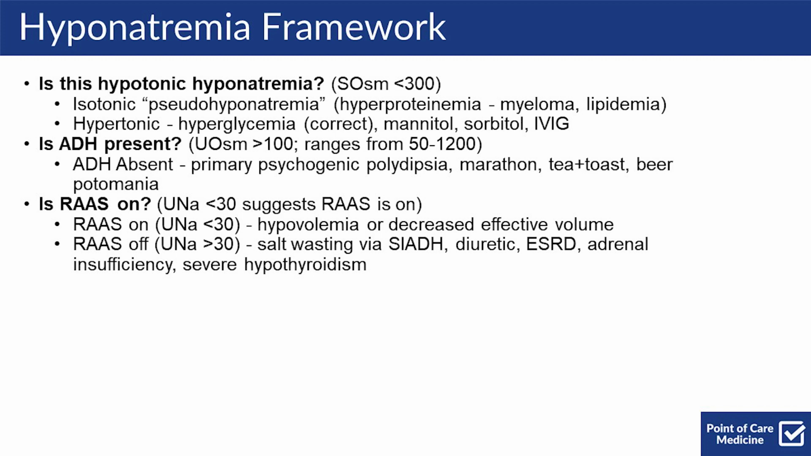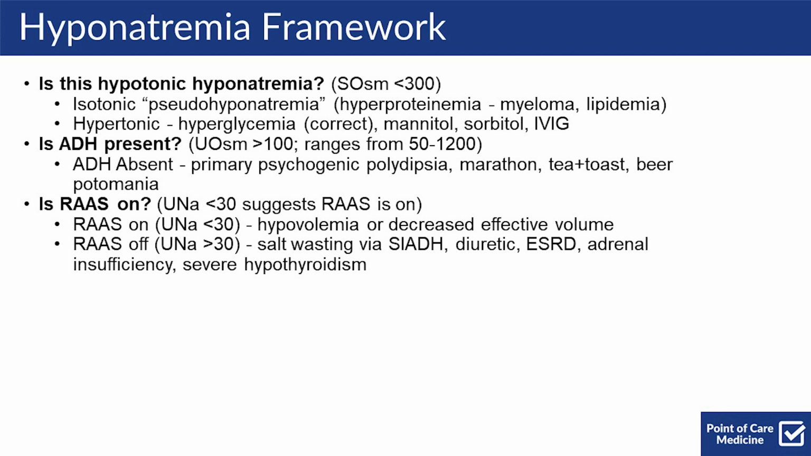Then, once you've confirmed that it's not something spurious, you have to ask yourself, is ADH present? And a way that you can look for that is to see if the urine osms are greater than 100, with a range usually between 500 and 1200. If ADH is absent, that can represent primary psychogenic polydipsia, someone who ran a marathon and then drank free water, someone on a tea and toast diet, or someone who has beer potomania, and we'll discuss each of those in a little bit. The next question you need to ask yourself is, is RAS on?